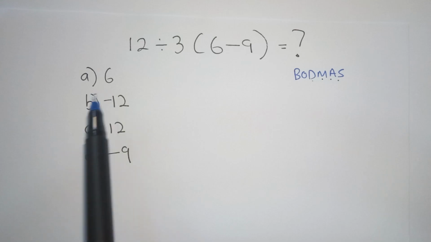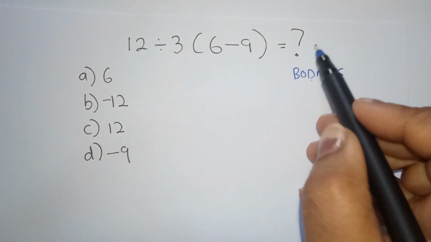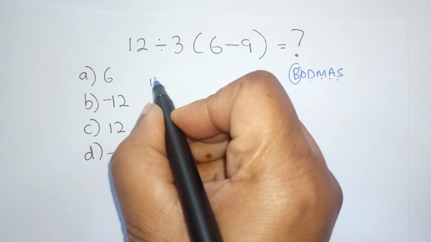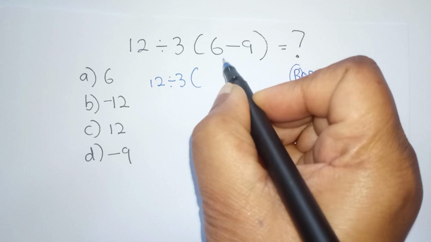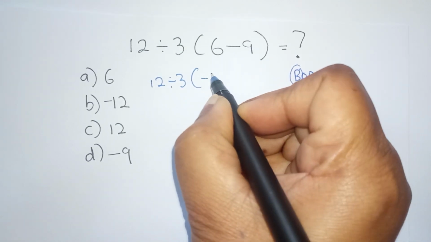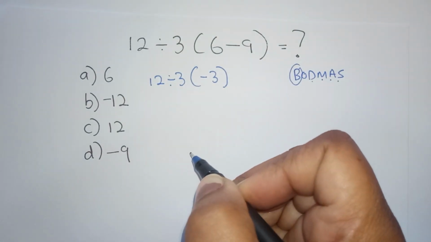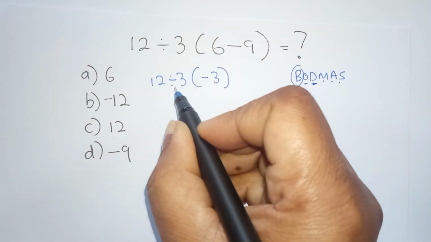So which is the correct answer here? Let's find out. So we'll start with the brackets, which is this one here. So we say 12 divided by 3 multiply by 6 minus 9, we'll have minus 3. Okay, then we don't have of, but we have division. So we'll take the division.